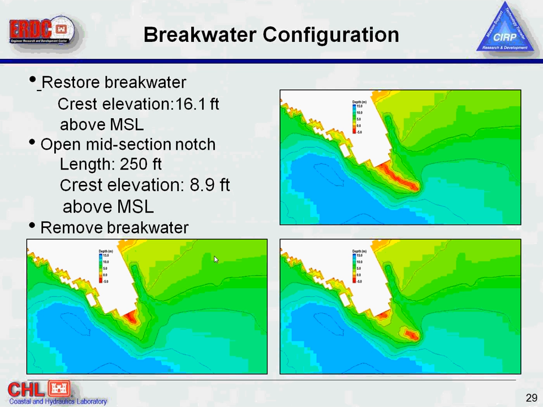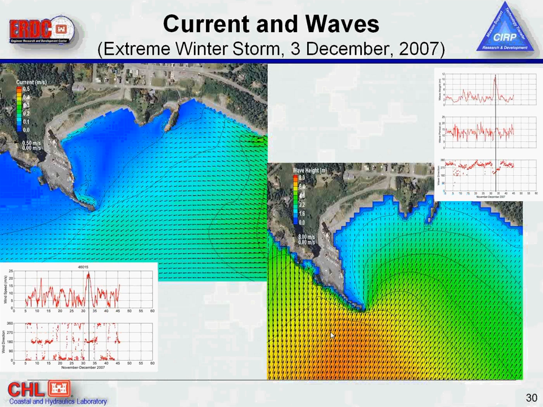So these are three different kinds of breakwater configuration for that study. One is the modified breakwater, which resumes the breakwater to original height, and then also removing the breakwater, and then opening up the breakwater. And so this is the hydro condition. During that storm, you see the current on the left-hand side goes towards the harbor, and goes around it. And also the wave condition: the wave height is pretty big, almost 8 meters in front of the harbor.